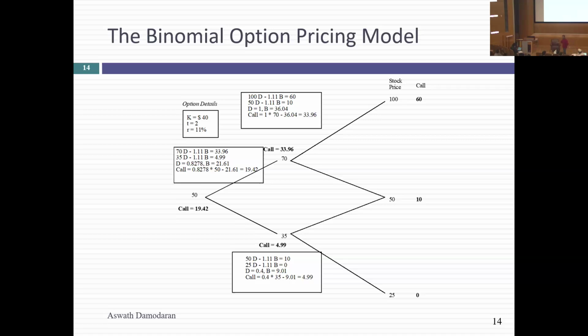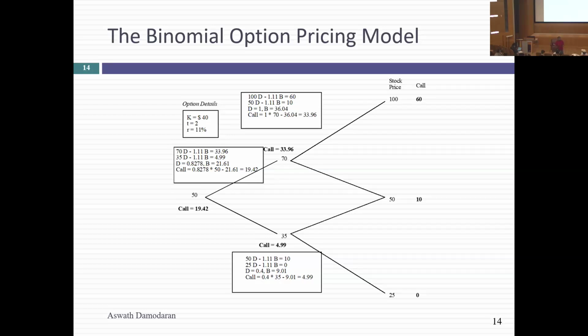You see, what the heck does that tell me? If I go out and borrow $36.04 and buy one share of stock, I've created a position that has exactly the same cash flows as the call if the stock goes to 100 or 60. I have replicated my call option. And how much did it cost me to create this replicating position? Well, I buy one share of stock, that'll cost me $70. But because I'm borrowing $36.04, that difference, $33.96, becomes the value of my replicating position.